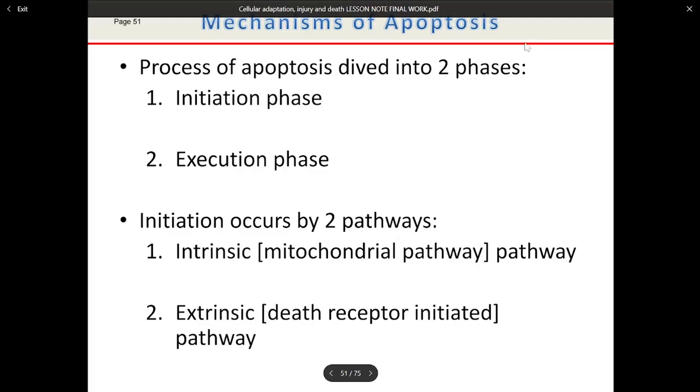Now, the mechanism of apoptosis. The process of apoptosis is divided into two phases: the initiation phase and the execution phase. Initiation occurs by two pathways: the intrinsic pathway, also known as the mitochondrial pathway, and the extrinsic pathway, or the death receptor pathway.